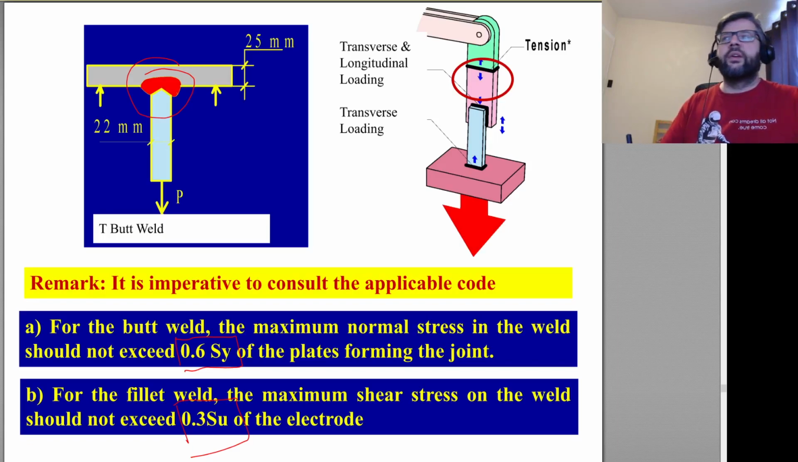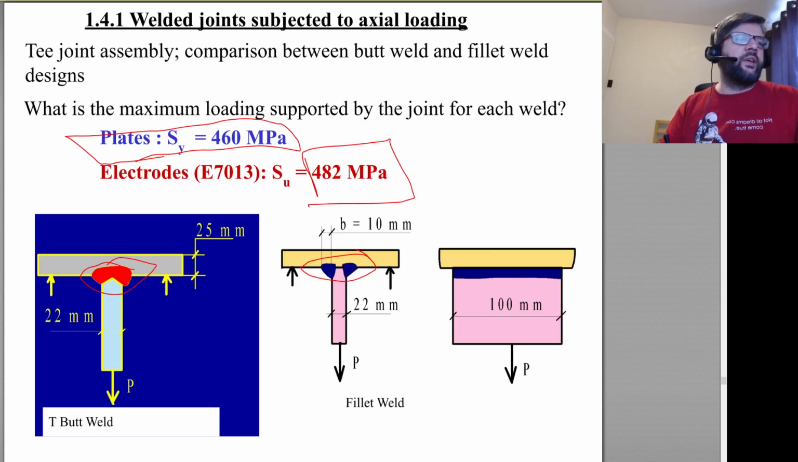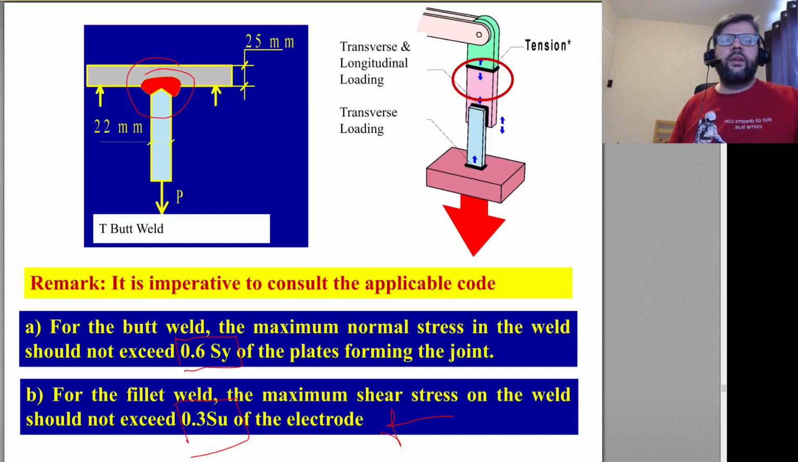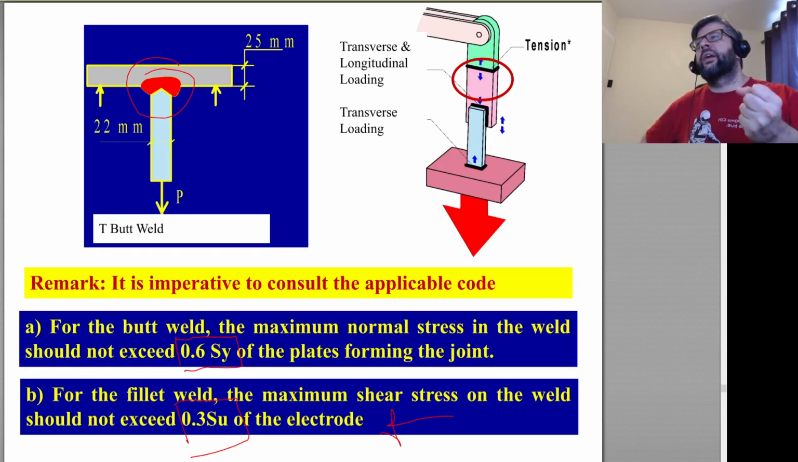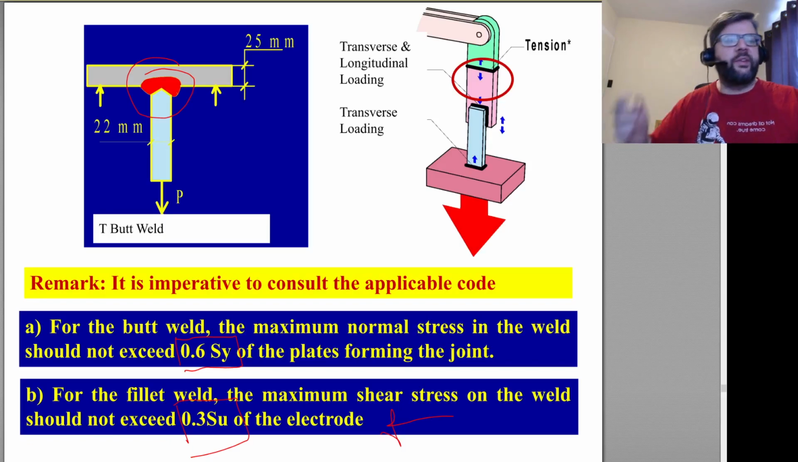For fillet welds, when we look at our T here, where we're really looking at this little area here, the weld is holding the load on a smaller area than the parent materials. So now we're worried about the maximum shear stress that occurs based upon the ultimate strength of the electrode.